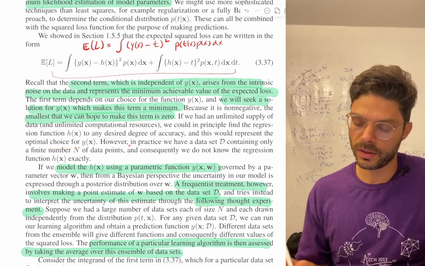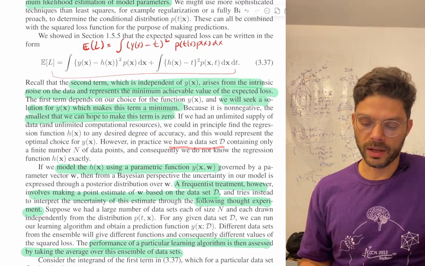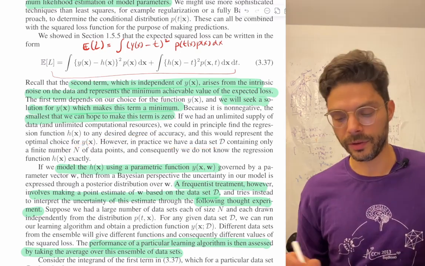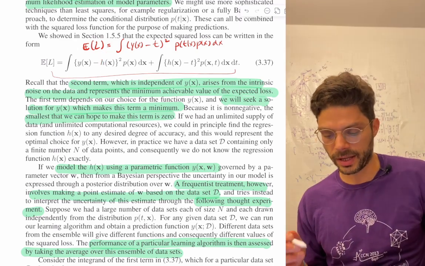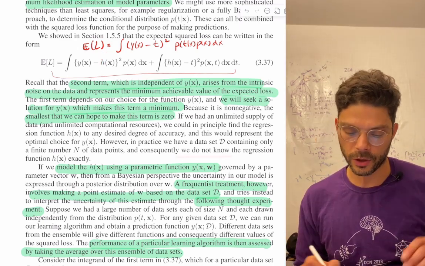However, in practice, we only have a data set containing a finite number of data points, right? In real life, we can't actually figure out what h of x is exactly, and so consequently, we don't know the regression function exactly.